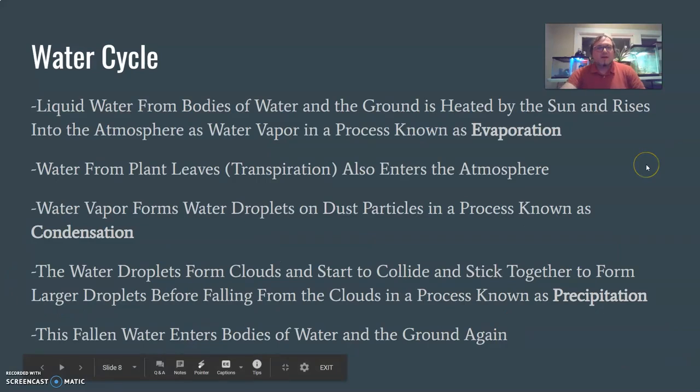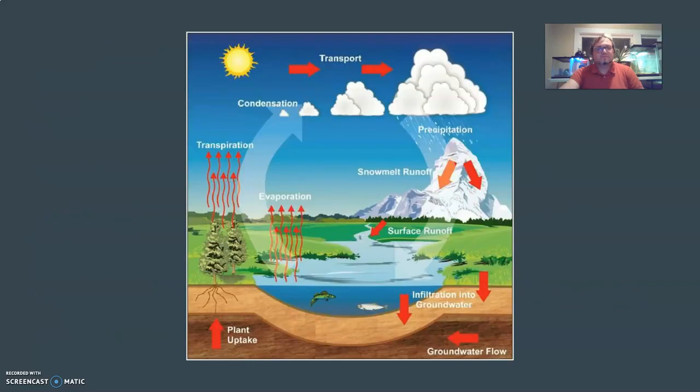So again, if we're looking at all the pieces together here, liquid water from bodies of water and the ground is heated by the sun and rises into the atmosphere as water vapor in a process known as evaporation. Water from plant leaves, transpiration, also enters the atmosphere. Water vapor forms water droplets on dust particles in a process known as condensation. The water droplets form clouds and start to collide and stick together to form larger droplets before falling from the clouds in a process known as precipitation. And this fallen water enters bodies of water and the ground again. So again, we see it as a full cycle.